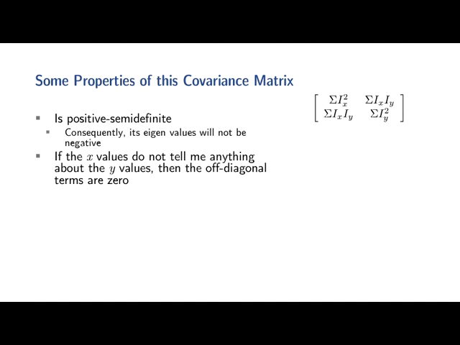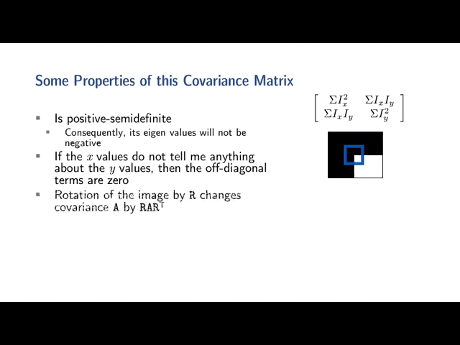If the x values do not tell me anything about the y values, then the off diagonal terms are 0. That's this case. Now, the other cases that I'm interested in are rotations of this case, because I said I can rotate all the cases and figure out whether I get the off diagonal terms to be 0 or not. What happens to the covariance matrix, let's call that A, when I rotate the image patch? How does A rotate? My claim, and this is the crux of the whole algorithm, is that if I rotate the image by R, then the covariance of the gradient changes by R transpose.